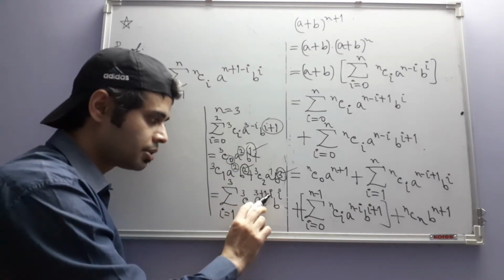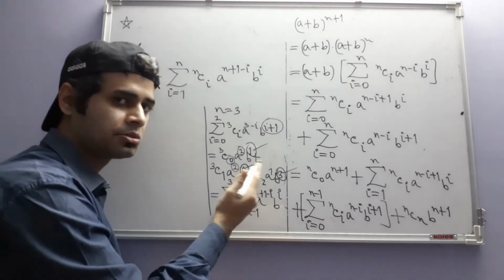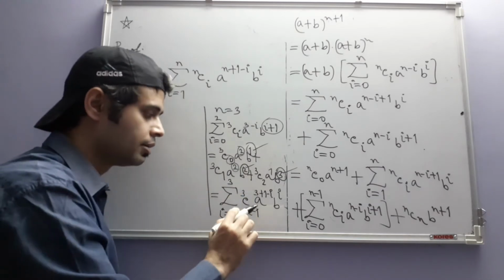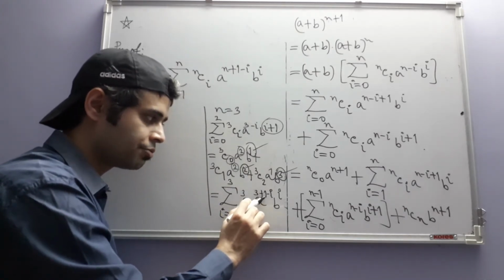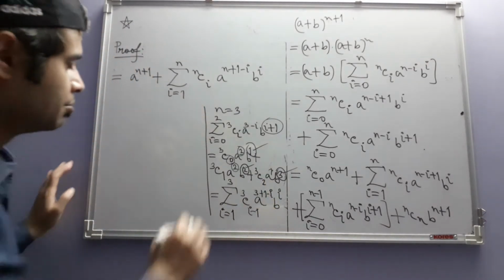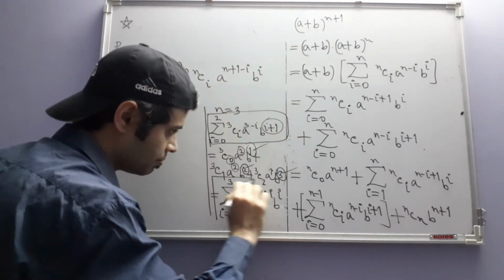When I put I equal to 2, then I get, see, 1 minus 2 is minus 1, 3 minus 1 is 2, so I get a square. When I put I equal to 3, then these two cancel out. I am left with a to the power 1, so I have this. So this sum is the same as this sum.